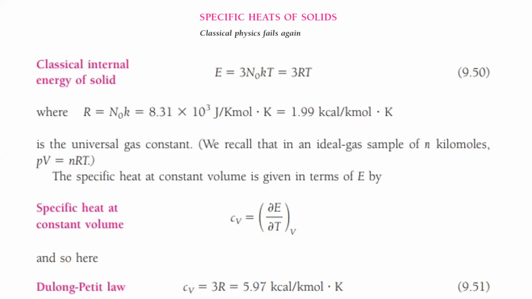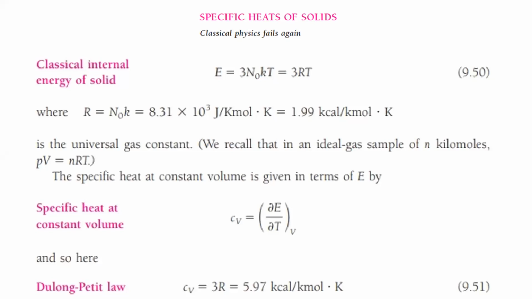I repeat, what have we done? In order to explain the specific heat of solids, classical statistics was used, with the concept that every solid has some constituent particles. These constituent particles are, say, atoms or ions or molecules. For convenience, take atoms. If they are atoms, they're oscillating, harmonically, in simple harmonic motion, in three directions. Then we can say that according to classical statistical mechanics, the internal energy of the solid must be equal to 3 N0 kT, where k is the Boltzmann constant, and hence you can directly write 3 RT. And you know very well what R is. That is 8.31 × 10^3 joules per kilomole per K. So this is the universal gas constant.